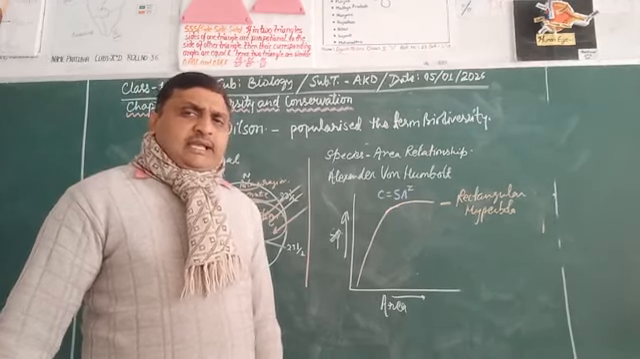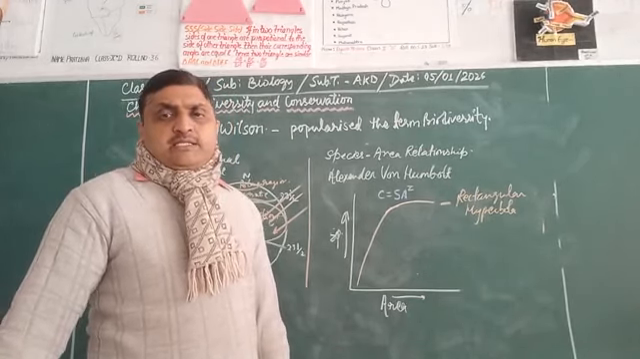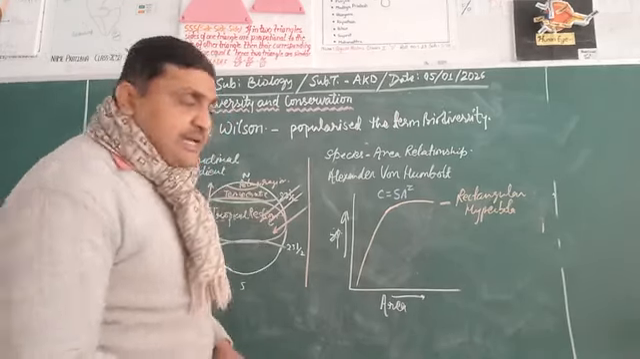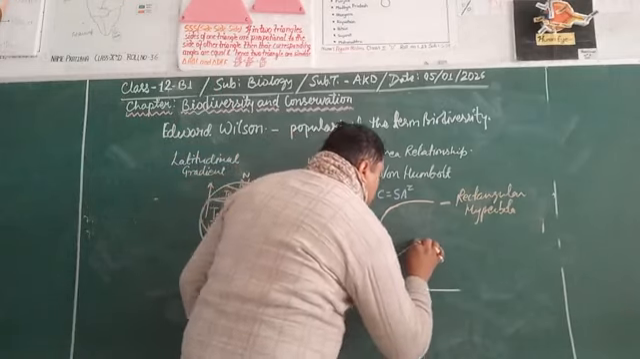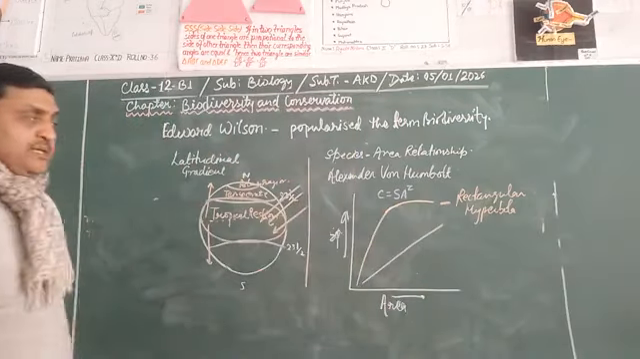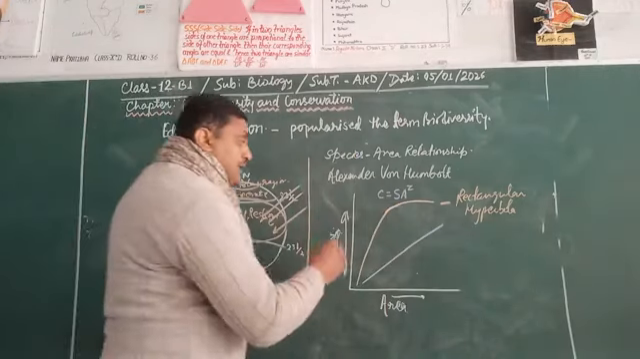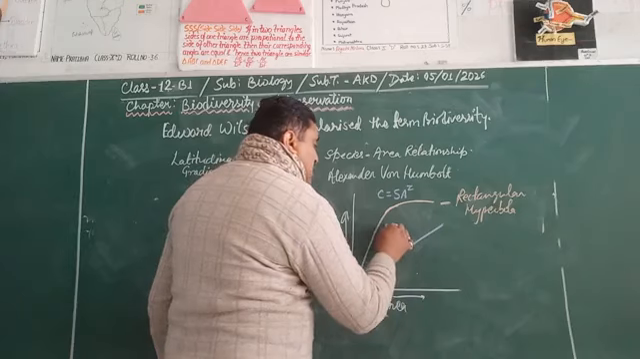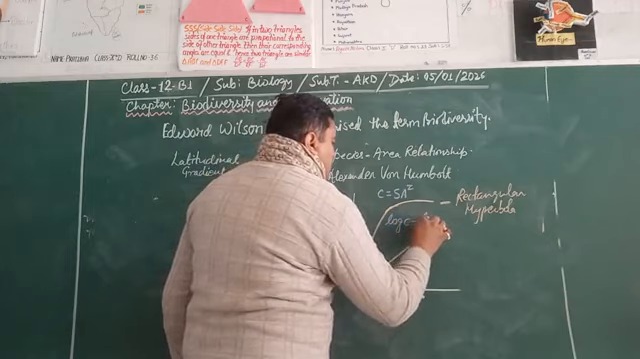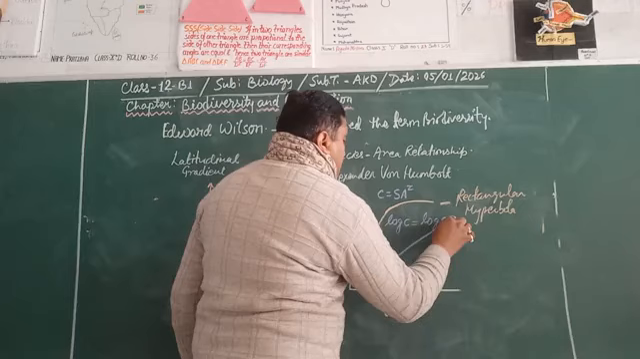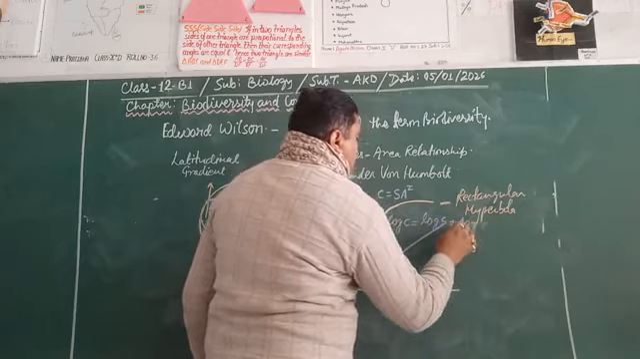He also suggested that this species area relationship graph will show a steeper line. And he represents this with another equation, the log equation: log C = log S plus log Z log A.